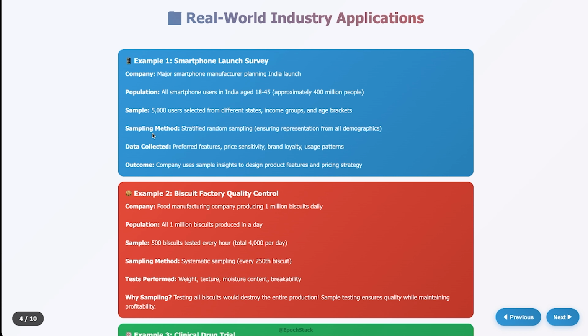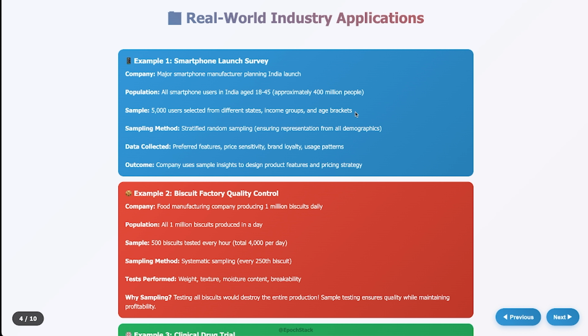So what they did is they selected 5,000 users from different states, income groups and age brackets. Here you can see the selection criteria: different states, income groups and age brackets. We studied this sampling method in our previous video, it is called stratified random sampling. In this sampling the entire population is divided into multiple groups based on their characteristics. That's why we are using stratified random sampling.